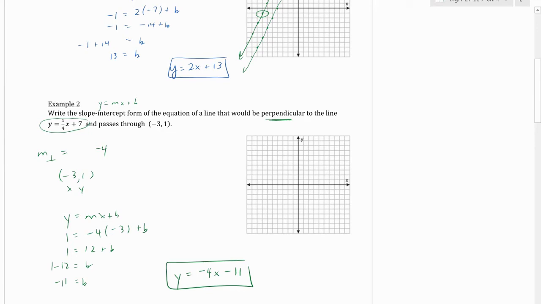Okay, so let's look at our graph. There's 7, rise 1, run 4, rise 1, run 4, down 1, back 4.